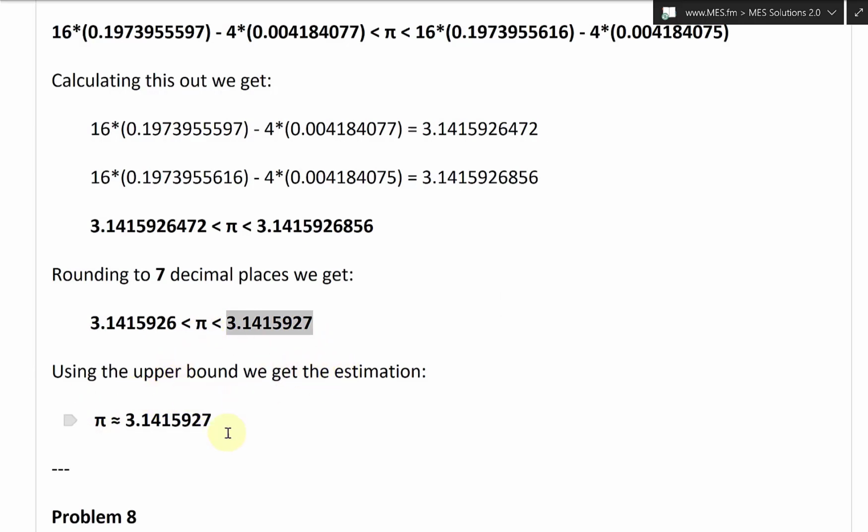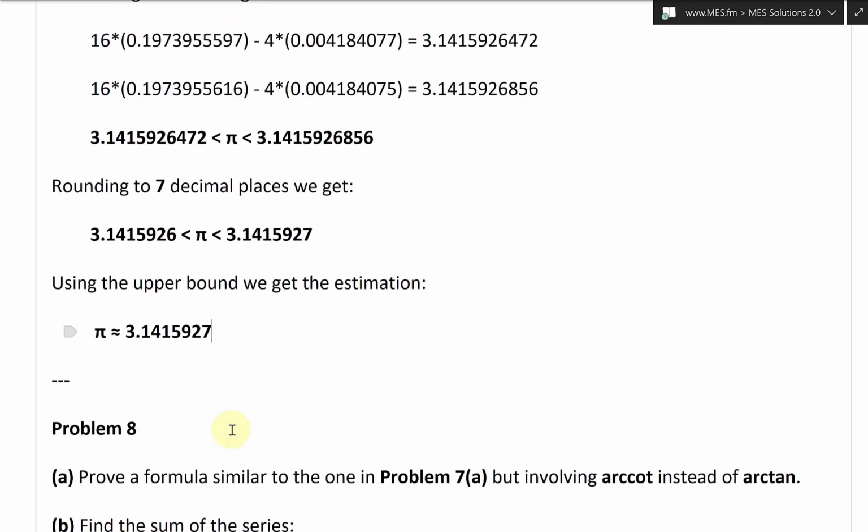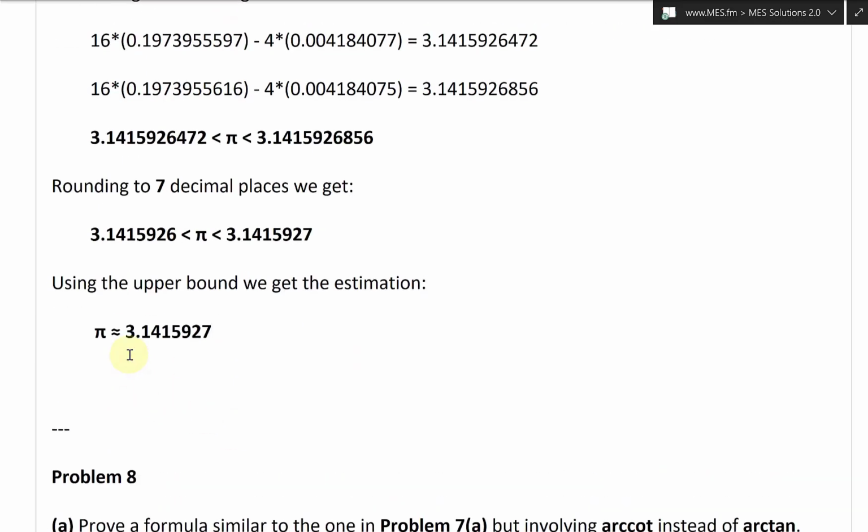And then the solutions manual uses the upper bound. So using the upper bound, we get the estimation pi is approximately equal to 3.1415927. And just another note here, calculation check.